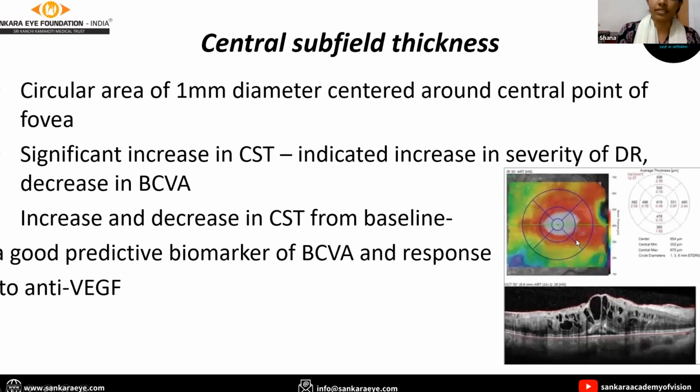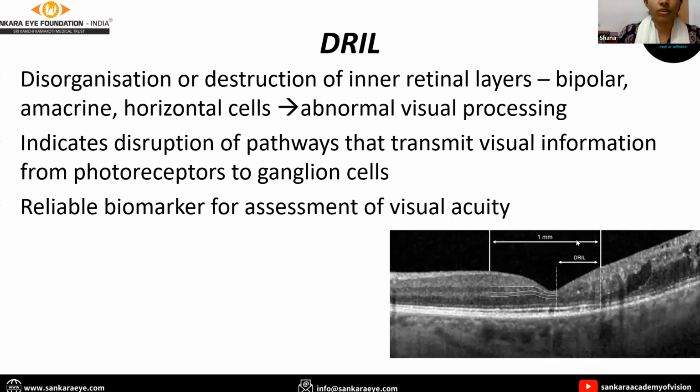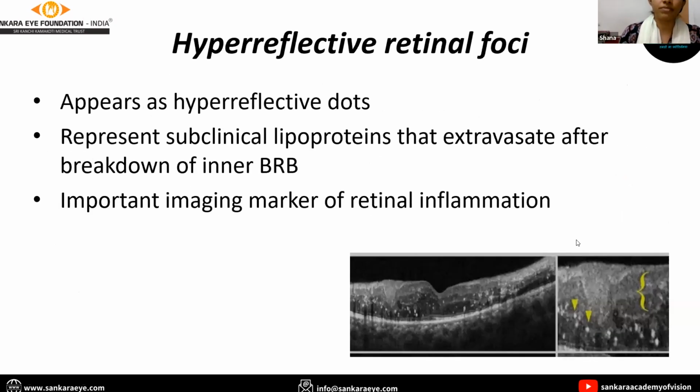So the central subfield is the central 1 mm zone diameter centered around the fovea. Its thickness is a good predictive biomarker of visual acuity and response to anti-VEGF. DRIL is disorganization or destruction of the inner retinal layers, which leads to abnormal visual processing. It's also a reliable biomarker for the assessment of visual acuity. Hyperreflective retinal foci appear as hyperreflective dots between the retinal layers, and it is an important imaging marker of retinal inflammation.